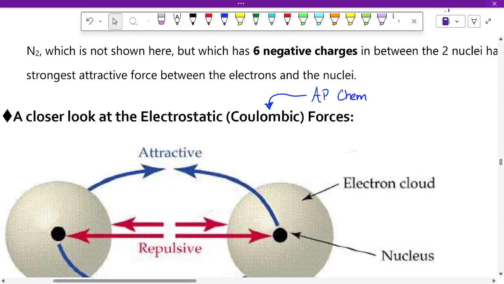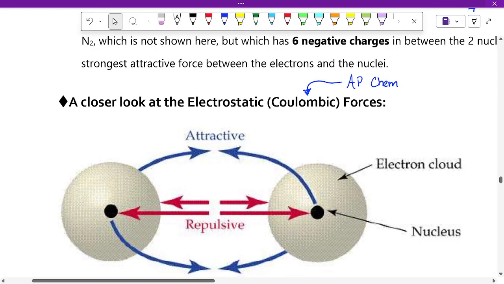Coulombic. Is it a normal chem? No, not in regular chem. In regular chem, we still just call it electrostatic attraction because that's what most people call it. But like I said, for whatever reason, the college board that runs the AP exams, they get bugs in their ear about something or other, and then you're like, okay, I guess that's what we're calling it now.